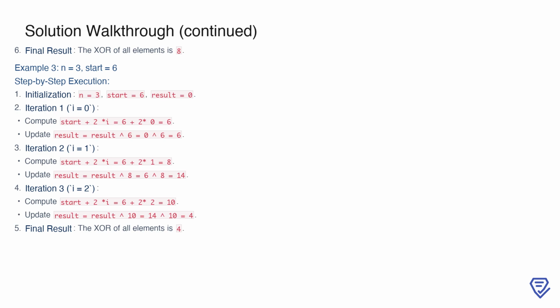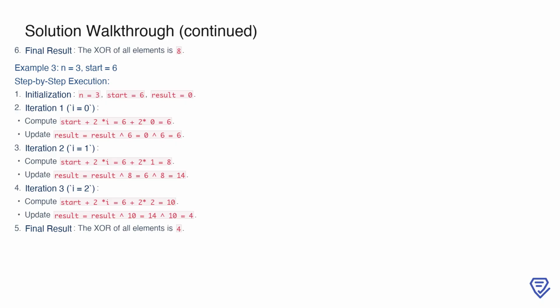For i equals 1, the value becomes start plus 2 * i = 6 + 2 * 1 = 8, and XORing it with 6 gives 6 ^ 8 = 14. For the final iteration, where i equals 2, the value is start plus 2 * i = 6 + 2 * 2 = 10. XORing this with the current result of 14 gives 14 ^ 10 = 4. Therefore, the XOR of all elements in this array is 4.